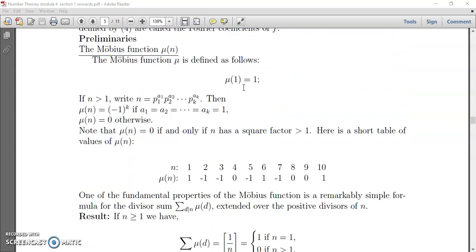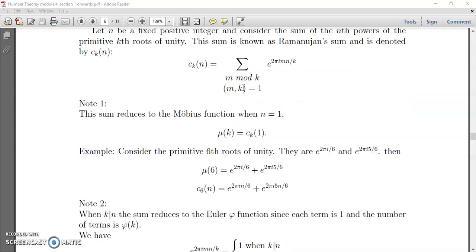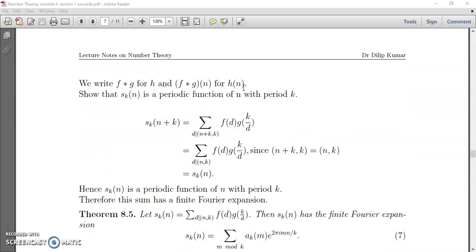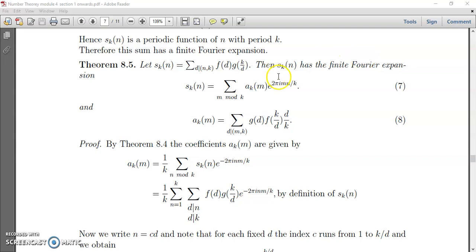So let us come to theorem 8.5. Now in 8.5 what we have to prove is that s_k(n) has a finite Fourier expansion like this, as in equation 7, where a_k(m) is given as in equation 8. So we will prove this by using theorem 8.4. In theorem 8.4 we can see that this a_k(m) has a Fourier series expansion of the form a_k(m) is equal to 1 by k sigma n mod k s_k(n) e raised to minus 2 pi i n m by k.